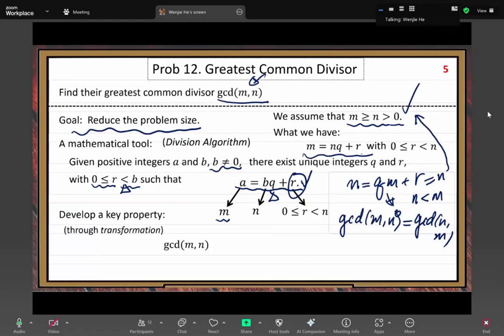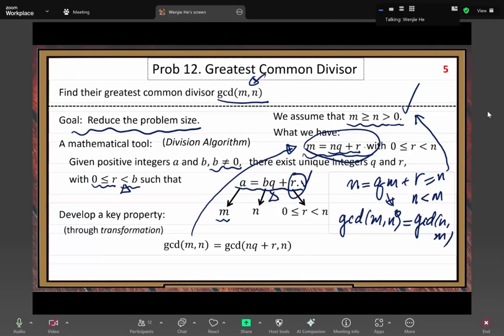So GCD of these two numbers. For the first parameter n, we have a new expression, right? By the integer division or division algorithm, we have a new expression at the right hand side. Let us replace n by nq plus r.